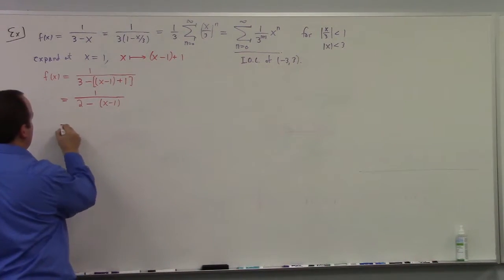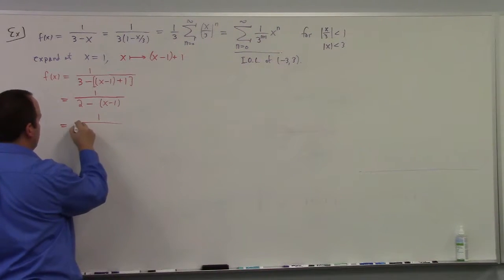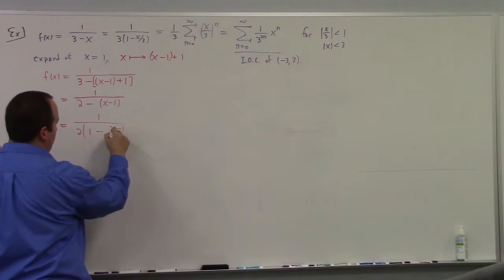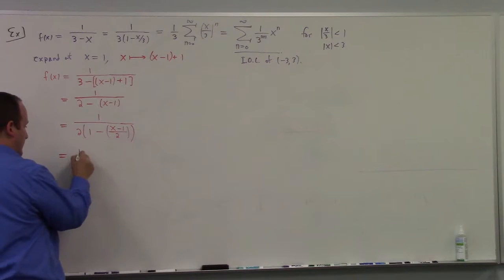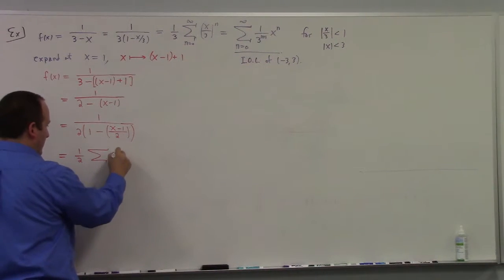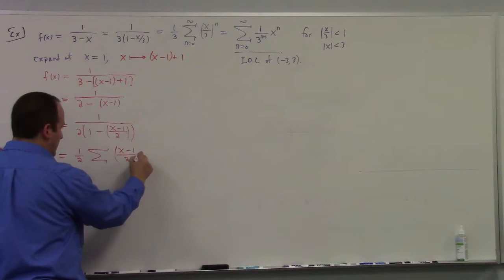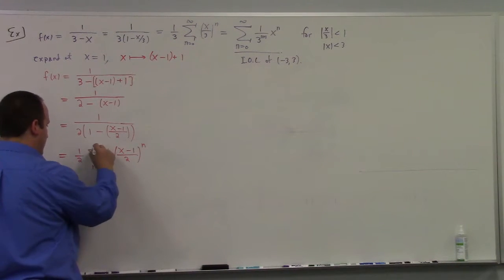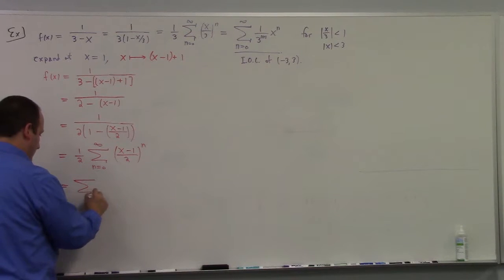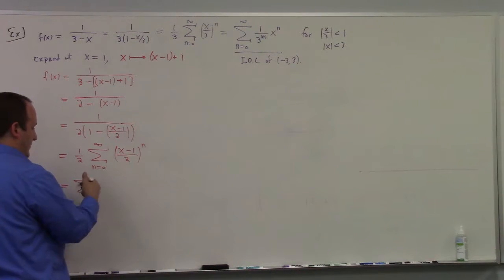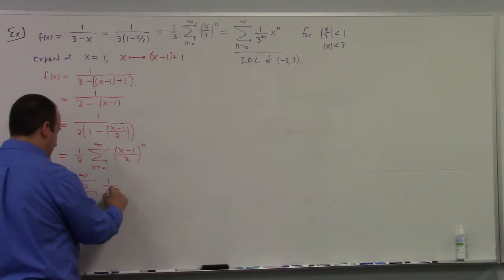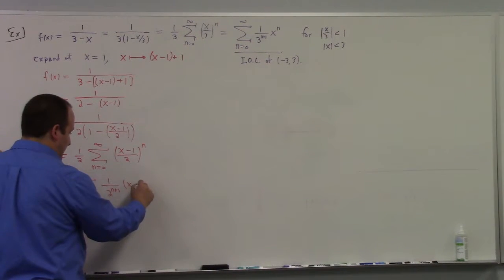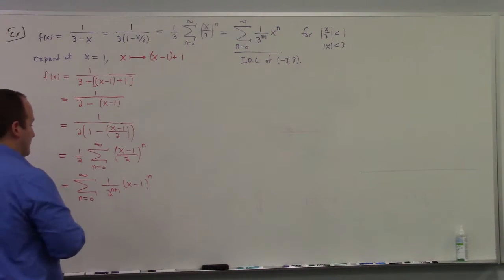So this is 1 over 2 times 1 minus x minus 1 over 2, right? The reason I do that is because then this is geometric. So this is 1/2 times the sum of x minus 1 over quantity 2, to the n power, n equals 0 to infinity, and then cleaning it up. See, this as it stands is not a power series. It's not a power series until you rewrite it in the form coefficient, in this case 1 over 2 to the n plus 1, and then x minus the center raised to a power. Okay.